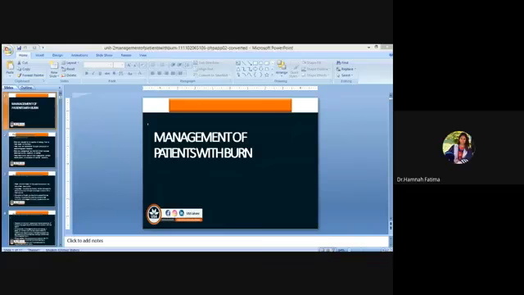So we discussed the classification of burns, how to calculate the degree of burns and how to calculate the total body surface area that is burned, right? Now we will focus on the management of the burn.